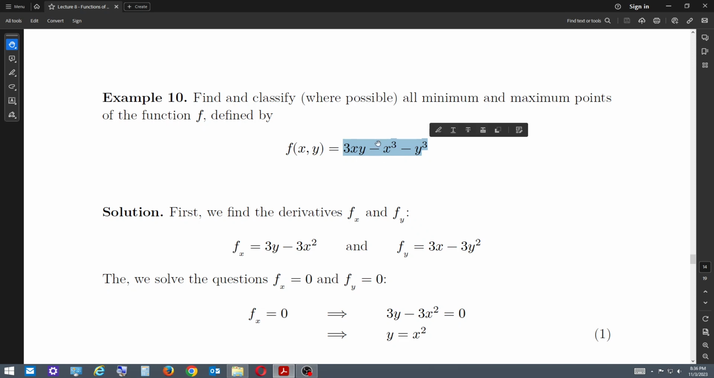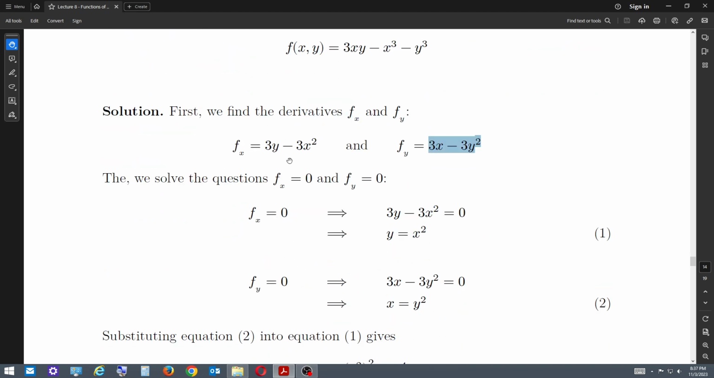Alright, so we differentiate with respect to x, we get 3y - 3x^2. Then we differentiate with respect to y, we get 3x - 3y^2. These are our first partial derivatives. The next step is to take these and equate them to 0, and then see what happens from that. If I take the first expression equated to 0, I get this equation, and I can make y the subject of the formula: y = x^2. From the second expression, when I equate that to 0, I get 3x = 3y^2, or x = y^2.